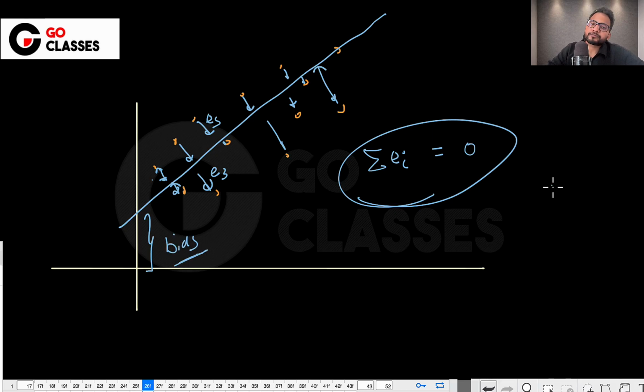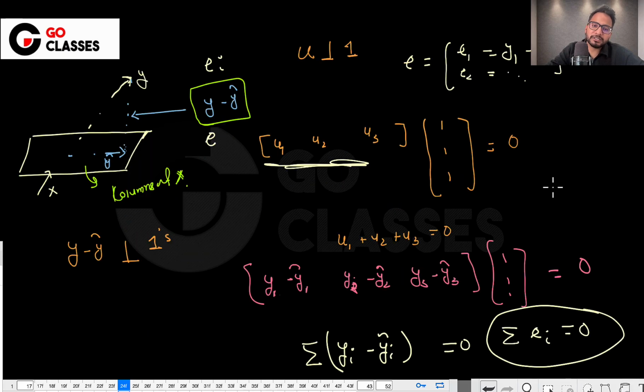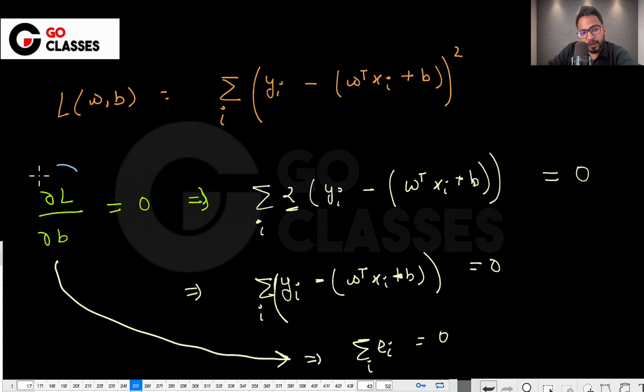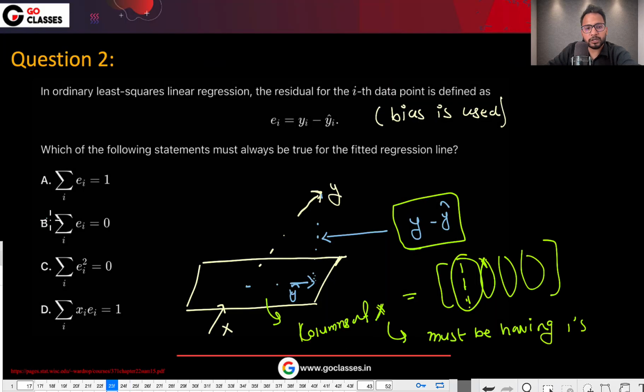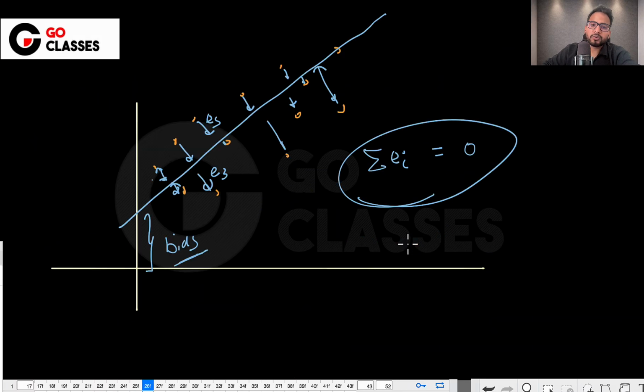Understood? So this is very nice, a very nice question, and it gives you two ways to prove it. Since you have bias, X must have the ones, so the error is perpendicular to ones. That's a very easy way. You can also differentiate and see that because of the bias you get this. That's how you can prove that the summation of all the error terms is 0. This is really a nice question. I hope you like it. Now let's go to the next question.